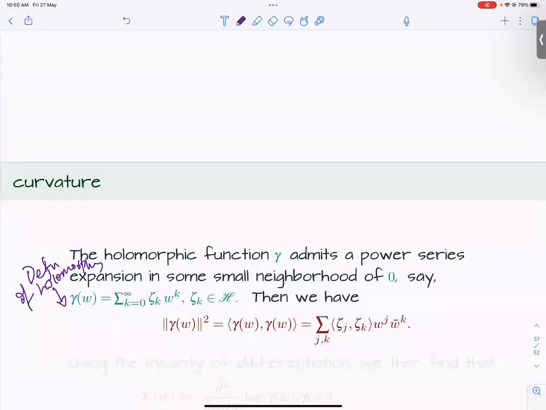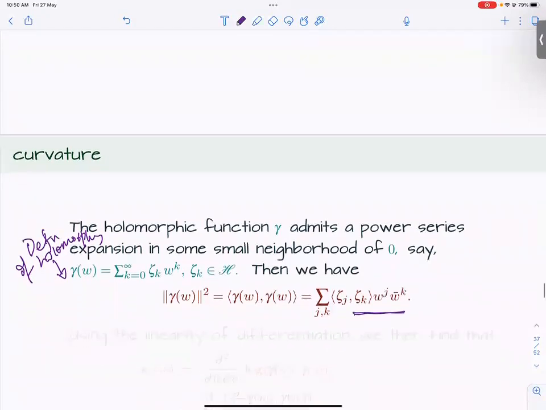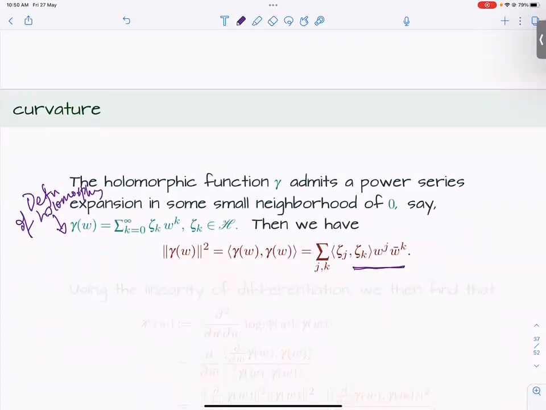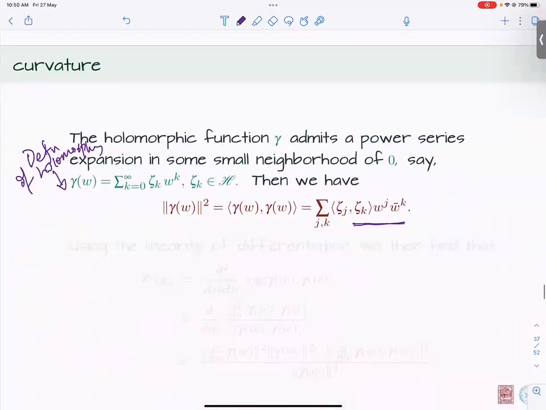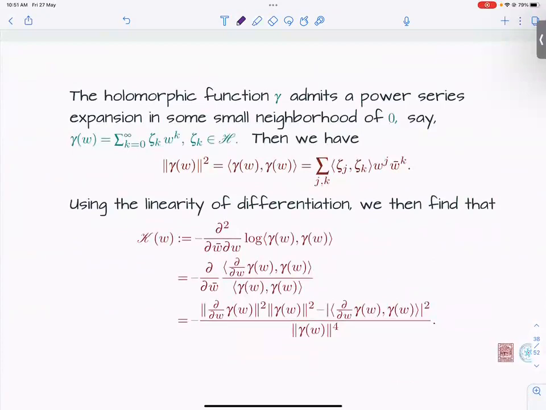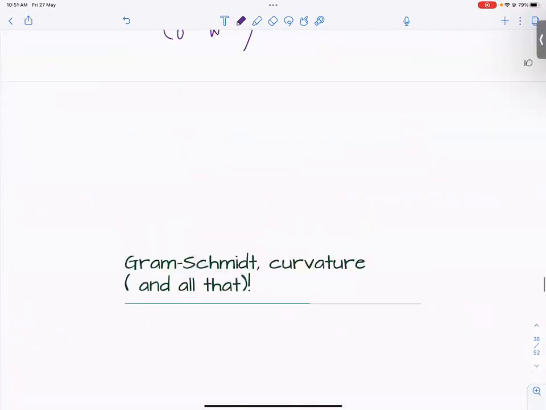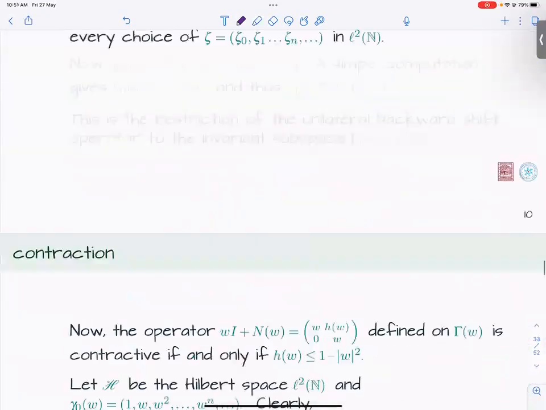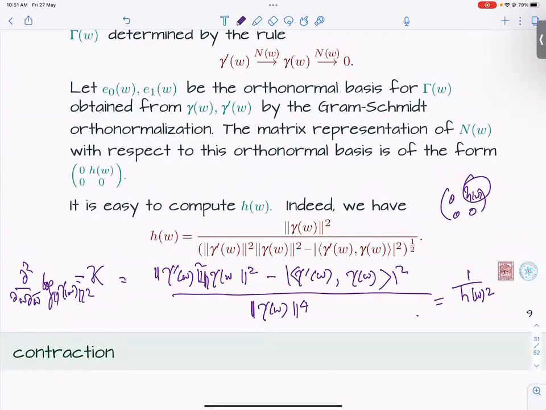Then you compute the norm square of gamma omega, and of course that will turn out to be this object, because the inner product is linear in one variable and antilinear in the other variable. So using the linearity of differentiation, then this computation, which I claimed a few pages ago, somewhere I wrote it down, I told you what the curvature was.